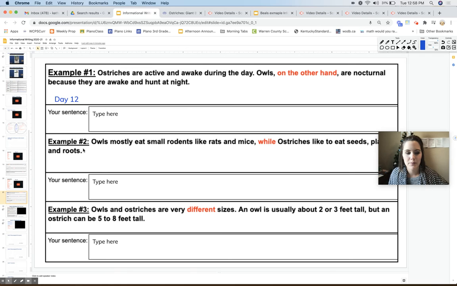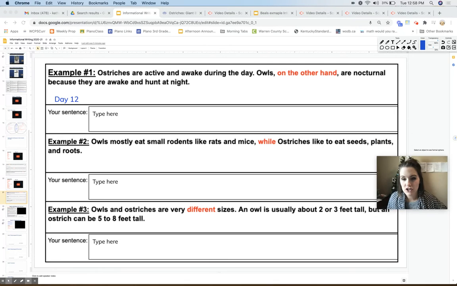Here's another example, the second one that I did. Owls mostly eat small rodents like rats and mice, while ostriches like to eat seeds, plants, and roots. Oh, so I talked about both my animals, the ostrich and the owl, and I used a contrasting word, while, to show that they're different. So you need to write a contrasting sentence, okay?